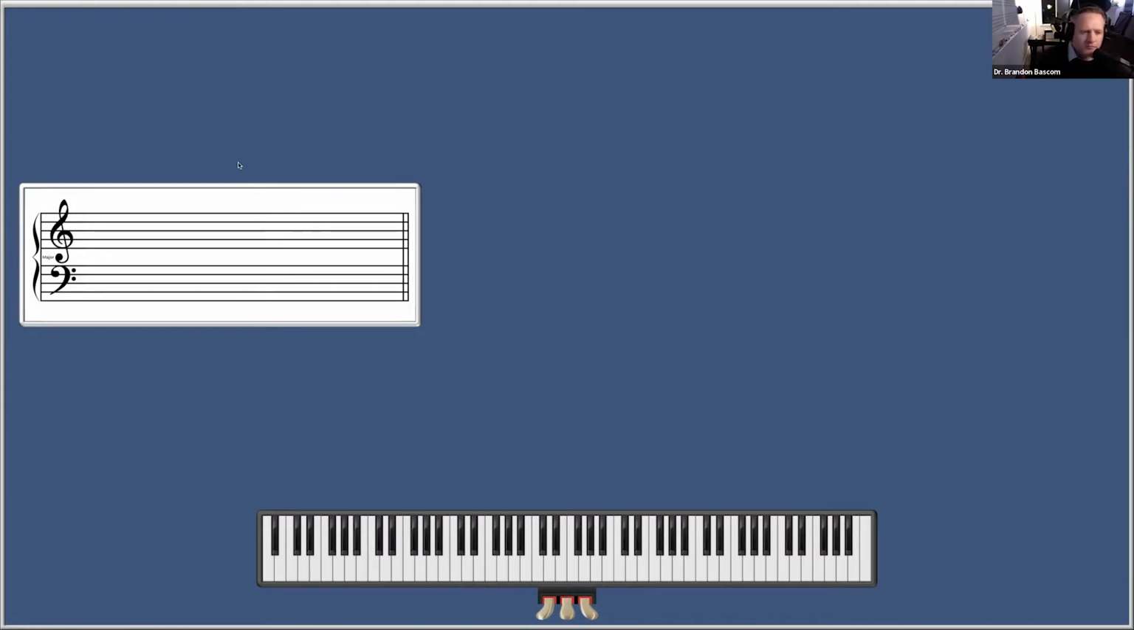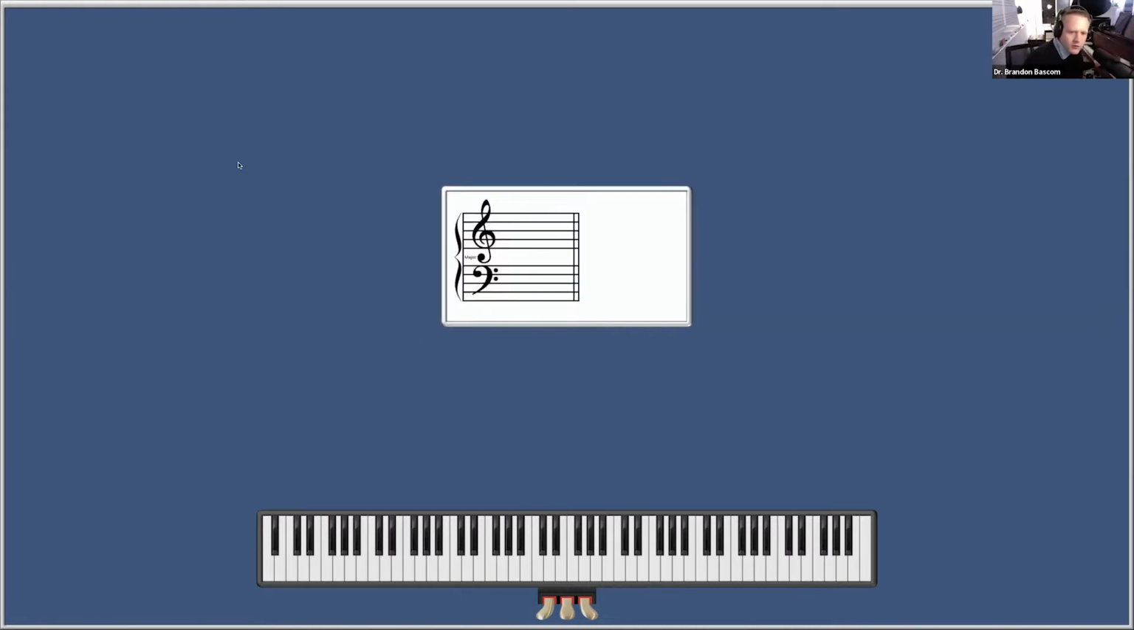So here they are. One note is middle C. We call it middle C because it's in the middle of the staff, not the middle of the keyboard. Middle of the keyboard is actually a tie between E and F right here. But C is in the middle of the grand staff, so that's why we call it middle C.